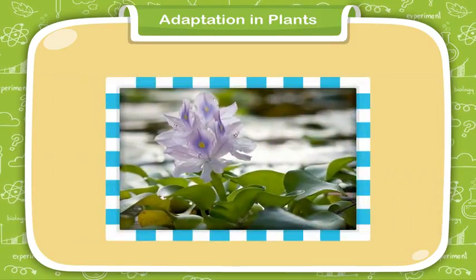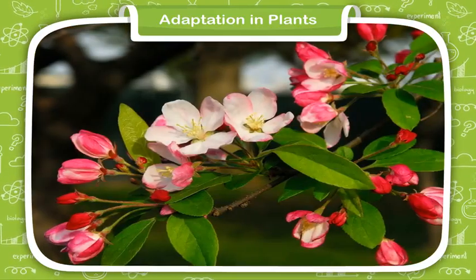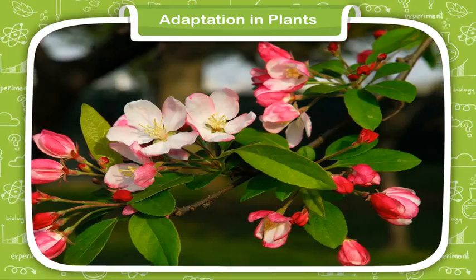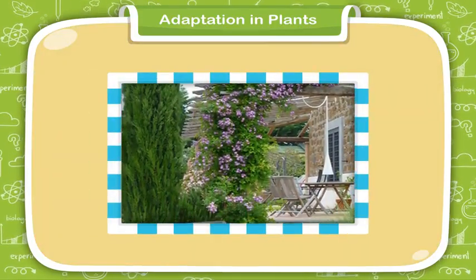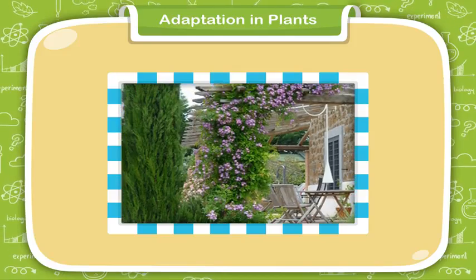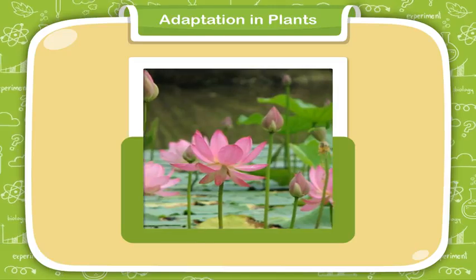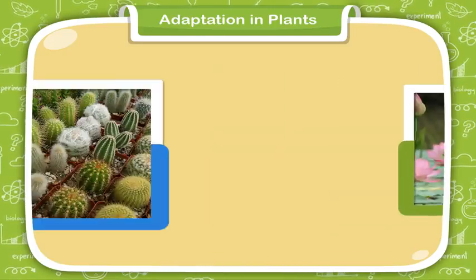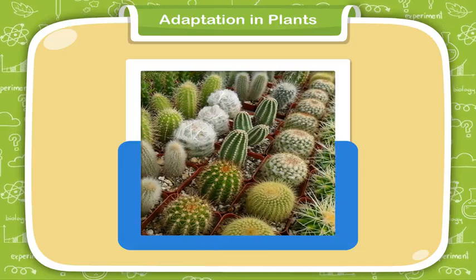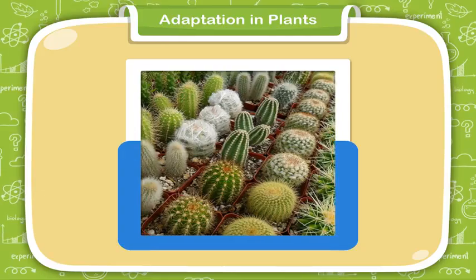To suit the climate of a place, plants change themselves. The special characteristics that enable plants to grow and survive in a particular environment are called adaptations. For example, the lotus plant has adapted itself to grow and live in ponds. A cactus plant grows in deserts. It has adapted itself to store water.